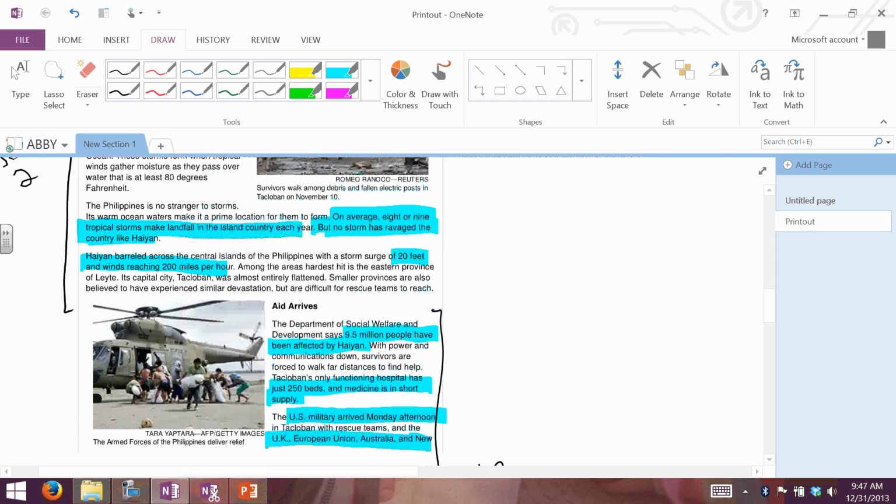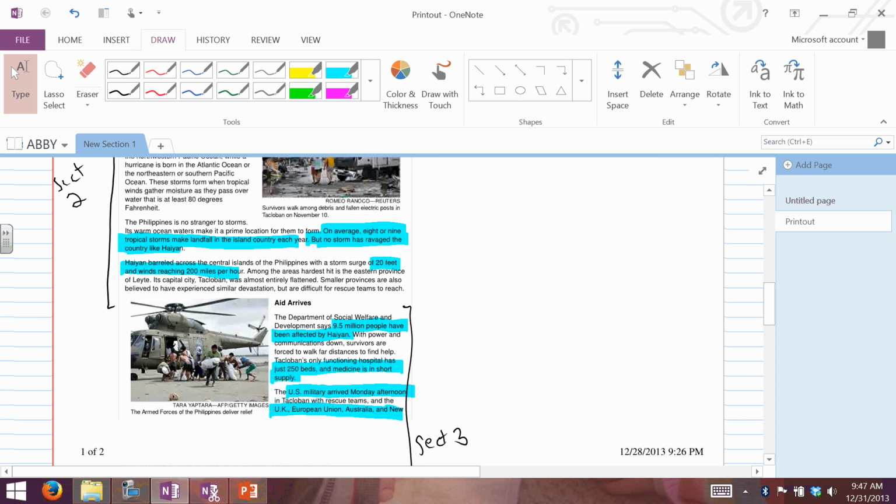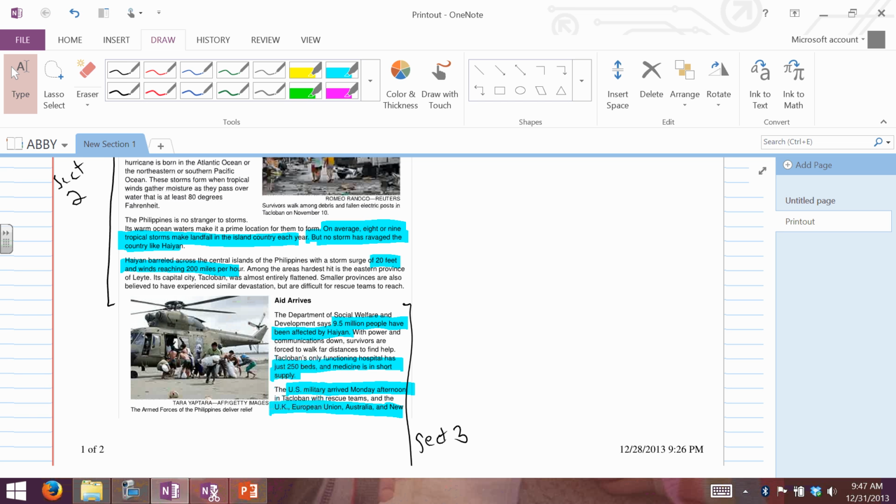So let's look at section 2. Okay, a little bigger, a little more challenging. So let's look at our facts first. Okay, same as a hurricane. Okay, on average, 8 or 9 tropical storms make landfall in the island country each year, and those storms have ravaged the country. Like Haiyan, 20 feet of winds reaching 200 miles per hour. So that's what we have.